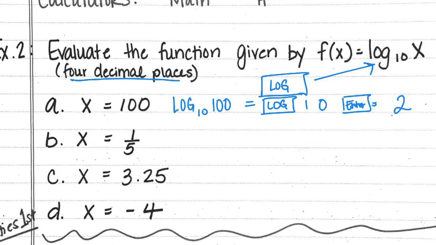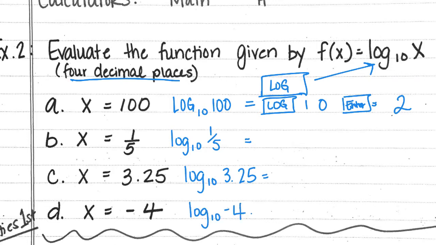So we're going to do the same thing for these. This is just saying log base 10 of 1/5. This is saying log base 10 of 3.25. And this is saying log base 10 of -4. Push pause if you haven't done it, and I'm going to go over the answers.